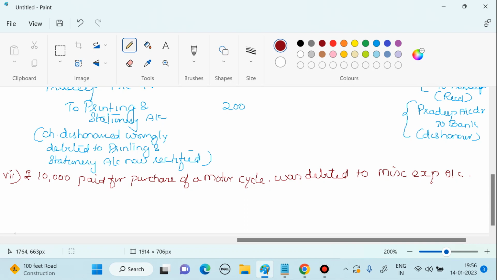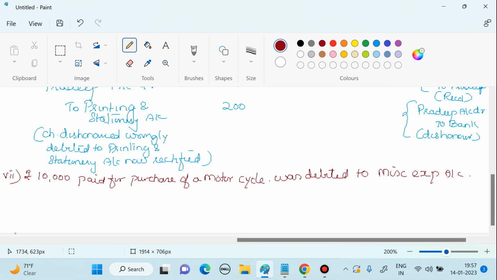Ma'am, why don't we add it to vehicles account instead? We can. But you write a note there. It is assumed that this motorcycle is purchased for the purpose of business. Okay, fine. So better write a note there, because there's no clarity here. But because they're saying it is debited to miscellaneous expense, it gives us a doubt that probably it was for personal use. That is why he didn't know where to put it, and that is why he put it into miscellaneous expense account.